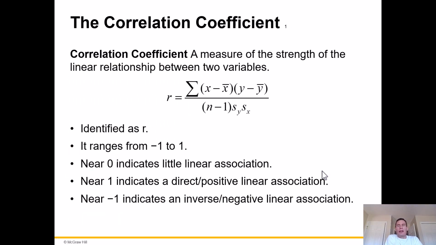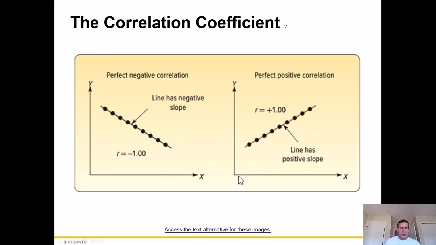The correlation coefficient. This is a quantitative, a statistical, a mathematical measure of the strength of the linear relationship between two variables. We identify it as r, typically a lowercase r in statistics denotes a correlation coefficient. It's always going to be from -1 to 1. If it's near 0, that indicates there's very little to no linear association. If it's near 1, that indicates a positive linear association. And if it's -1, it indicates an inverse or a negative linear association.